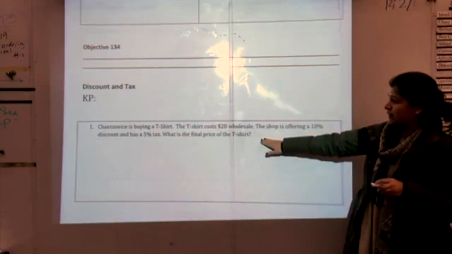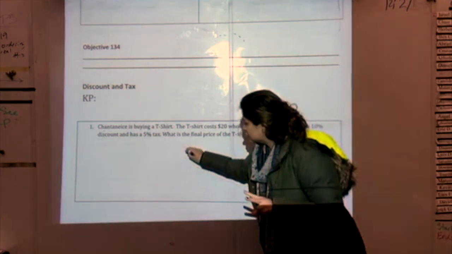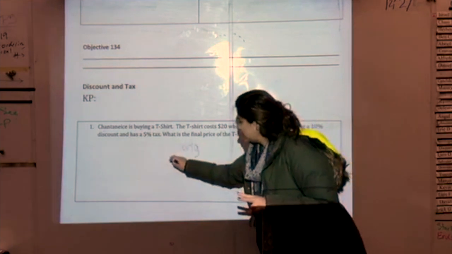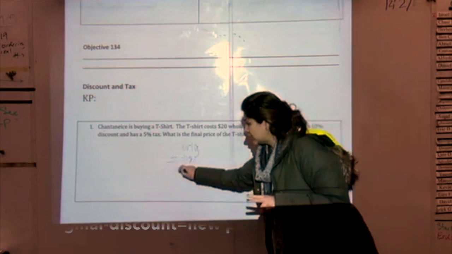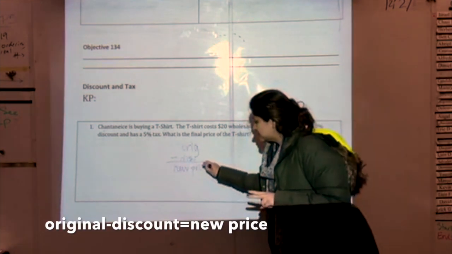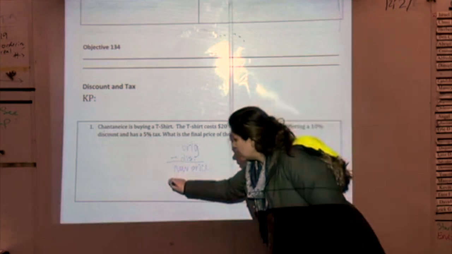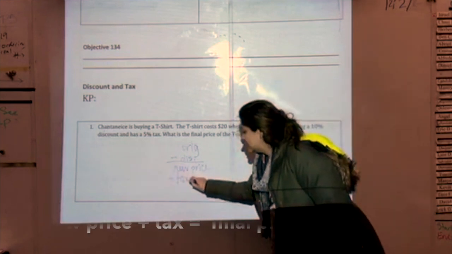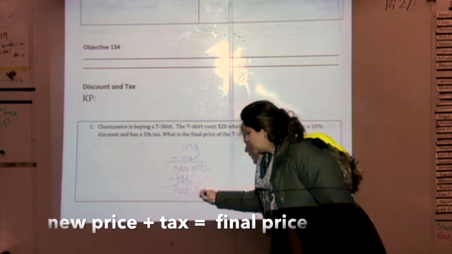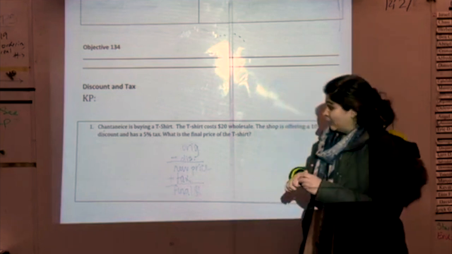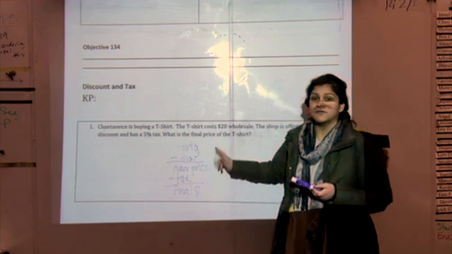So looking at the same problem, notice how Mr. Riggs did 2 steps. He first took the original and subtracted the discount to get his new price. This is the price that we owe. To this new price, he then applied or added the tax to get his final price. Now, we had to do 2 separate steps, or we had to find the percent of 2 different values.